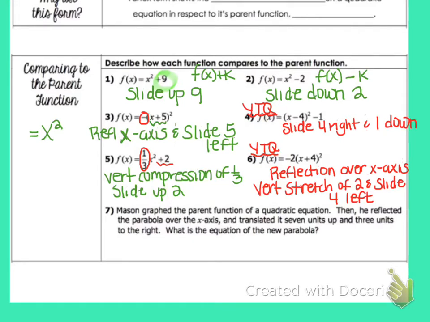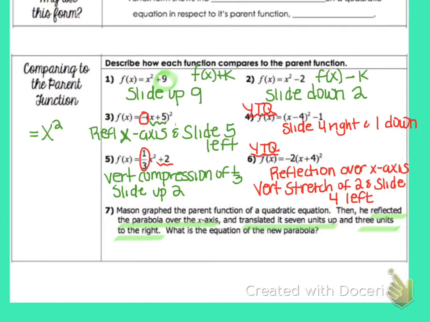Okay, let's go ahead and take a look at number 7. Mason graphed the parent function of a quadratic equation. Then he reflected the parabola over the x-axis. So he reflected over the x-axis. He translated it 7 units up and 3 units to the right. What is the equation for the new parabola?